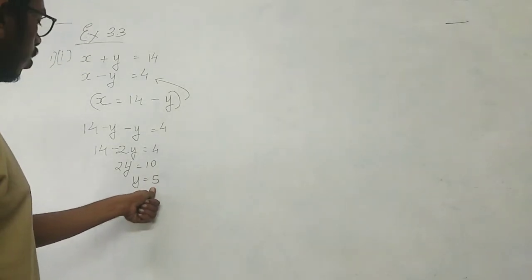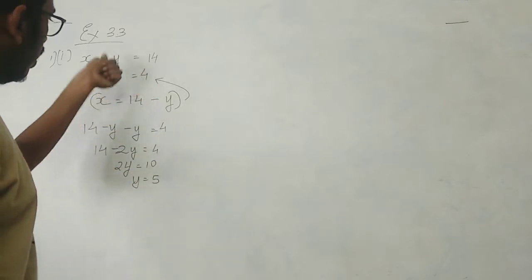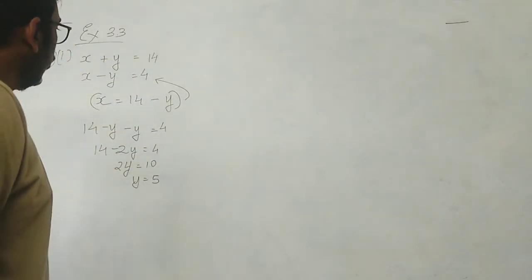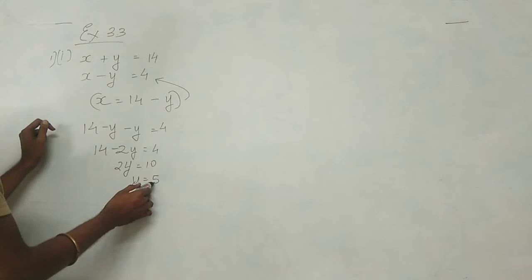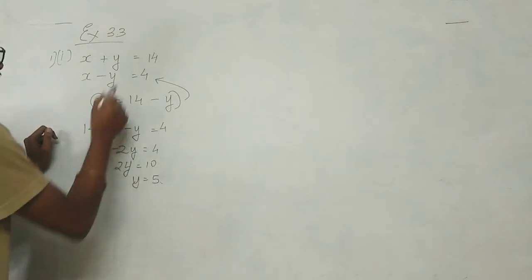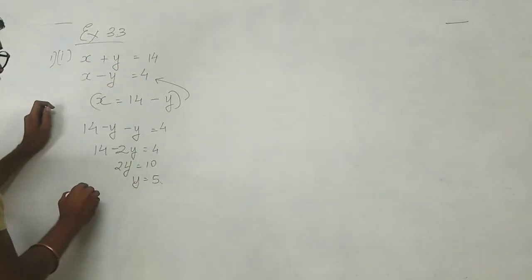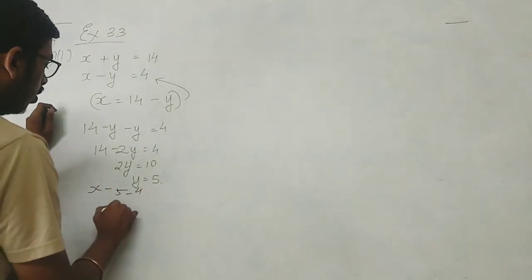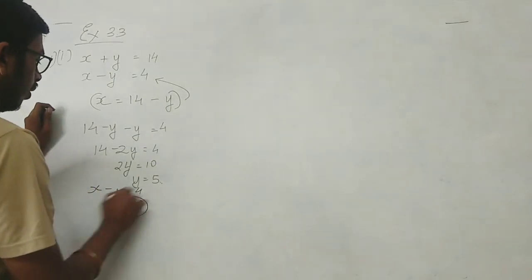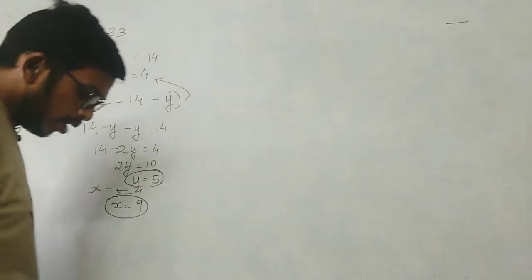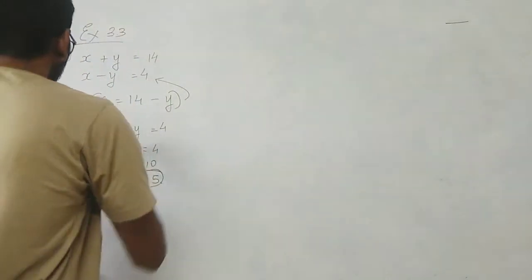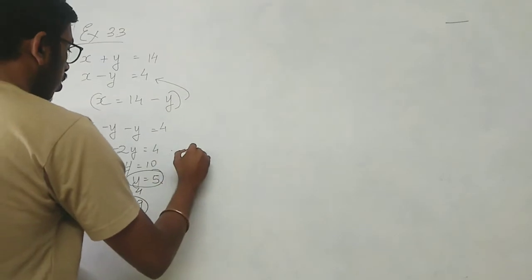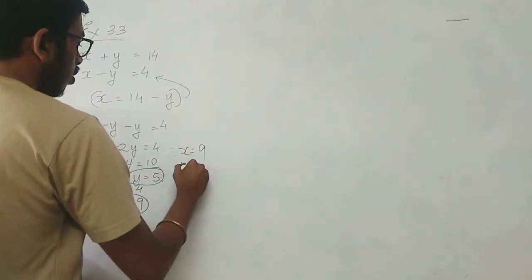Now what should I do? I need to substitute the value of y in any one of the equations, and I can get the value of x. So y is equal to 5. I am substituting the value 5 in the second equation. Therefore, x minus 5 is equal to 4. x is equal to 9. I know the values of x and y now. Therefore, x is equal to 9, y is equal to 5.